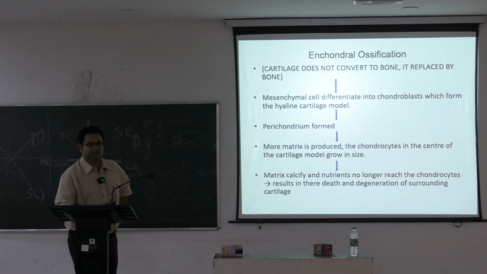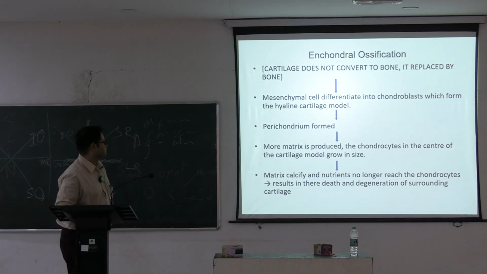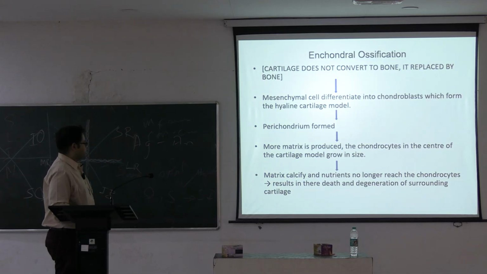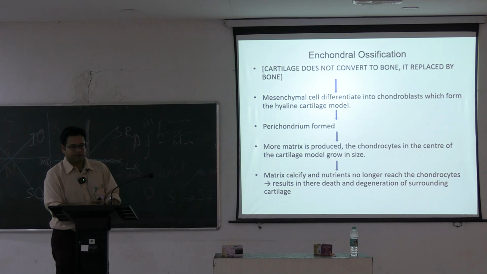The periosteum is the covering of the bone. A perichondrium is the covering of the cartilage. Now more matrix is produced, and the chondrocytes in the center of the cartilage model grow in size. This is a common theme that we see both in endochondral ossification and in intramembranous ossification.